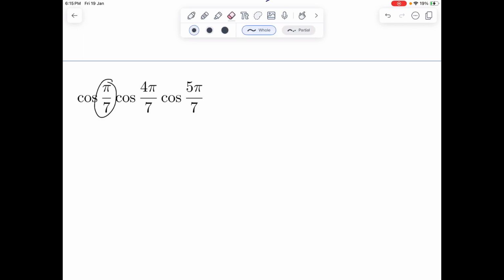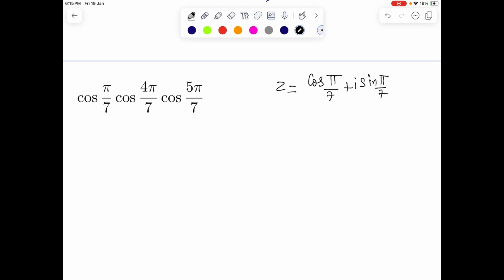Let's try to directly attack this problem with complex numbers. So cos pi by 7 is giving enough motivation to think of a complex number, cos pi by 7 plus i sin pi by 7. Let's call it z. So if z is this, then clearly z bar, which is 1 by z, can be written as cos pi by 7 minus i sin pi by 7.